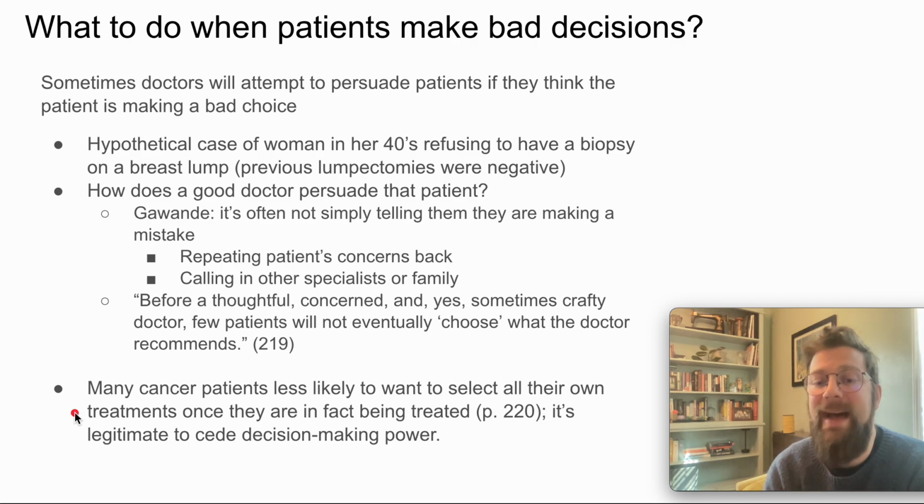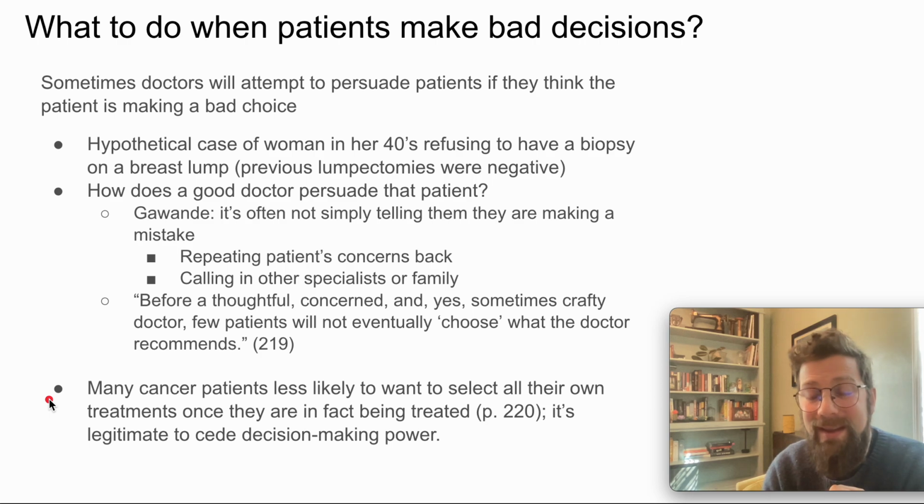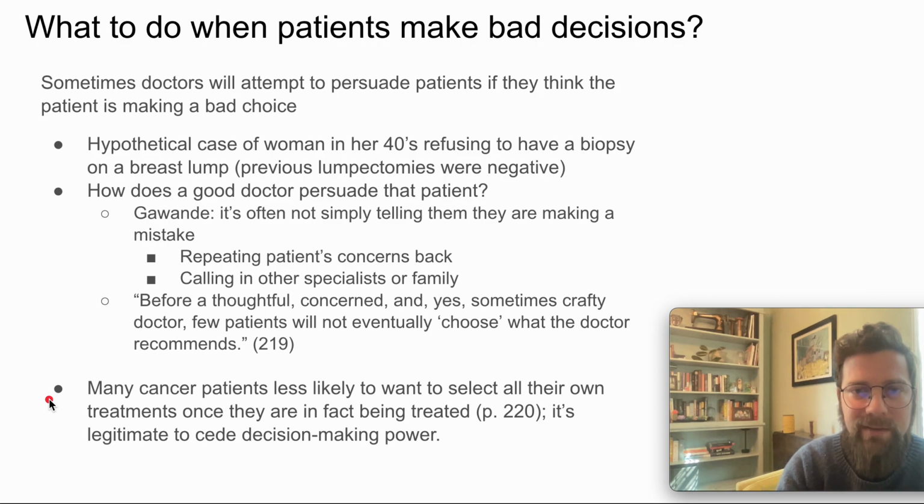So if you're just imagining having cancer, you might imagine, well, I'm going to research all my options and I'm going to make sure that whatever I want is what goes. But many times when a patient actually has cancer, they're going to say to their doctor, what do you think I should do? I just want to do that. So in that way, Gawande is going to point out that we, in a certain mood or in a certain mindset, can sometimes overrate the value of autonomy.